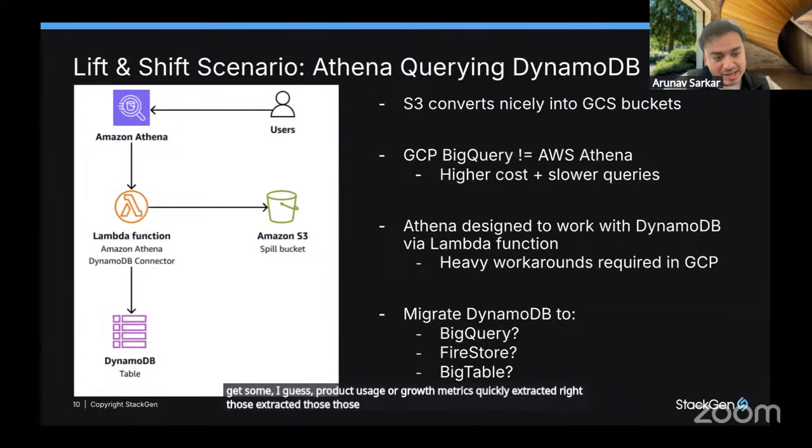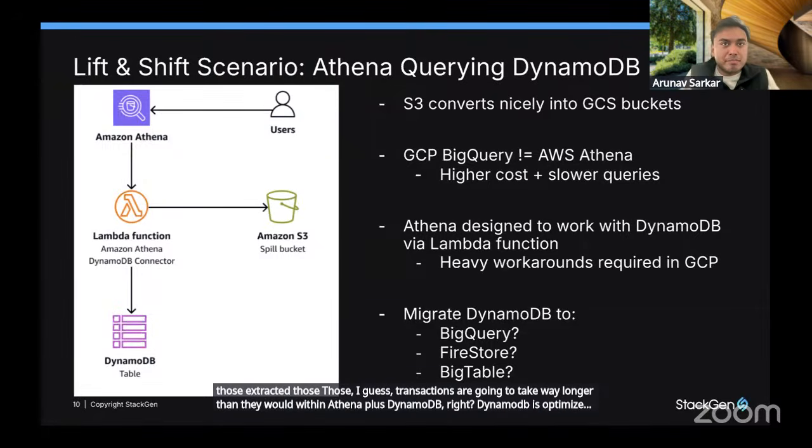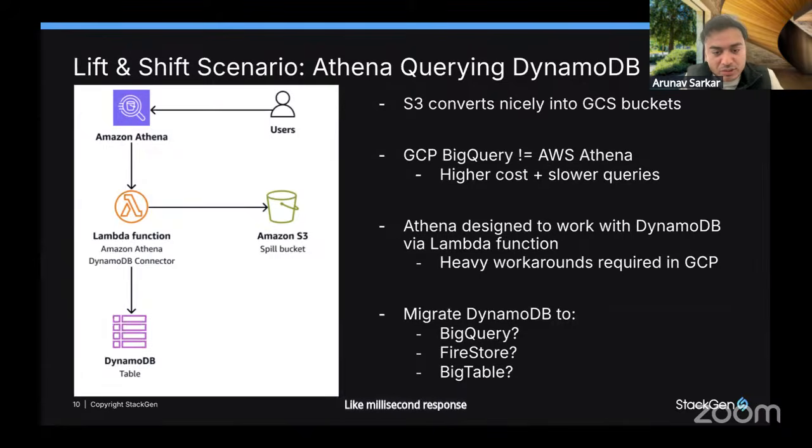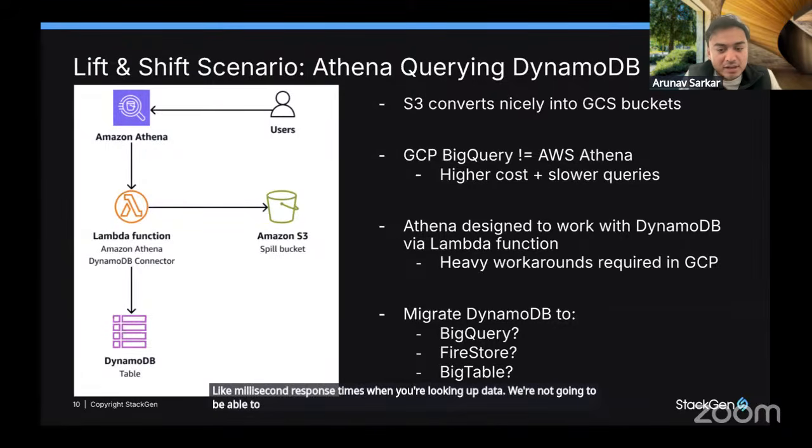I guess those transactions are going to take way longer than they would within Athena plus DynamoDB, right? DynamoDB is optimized for millisecond response times when you're looking up data. We're not going to be able to get that when we're hooking up BigQuery to Firestore, when we're hooking up BigQuery to any equivalent DB system inside GCP.